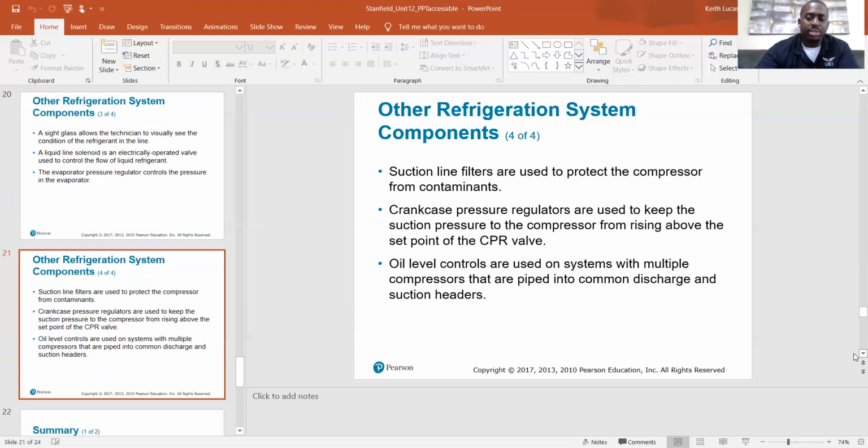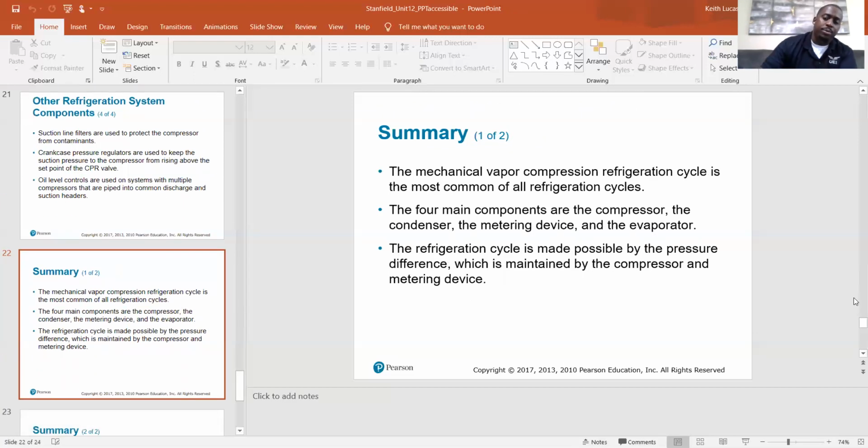So those are just a bunch of different components that you'll run into. Again, a lot of it is more commercial and industrial. A lot of the smaller stuff doesn't have all of those, but you'll get familiar with those as we go along. At some point, when we get back into the lab, you'll get a chance to get up close and personal to some of those components.